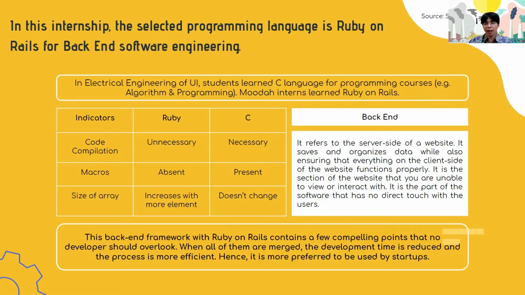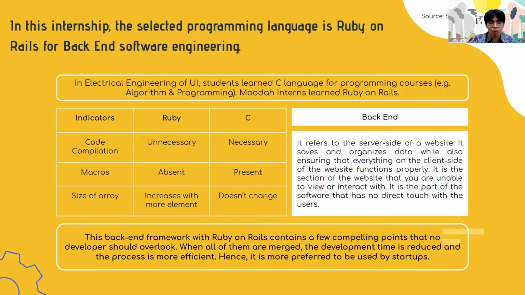And let's see what the backend means. The backend refers to the server side of a website. It saves and organizes data while also ensuring that everything on the client side of the website functions properly. It is the section of a website that you are unable to view or interact with, a part of the software that has no direct touch with the users. Basically, the backend is where it stores data, and you can't just access the data right away.